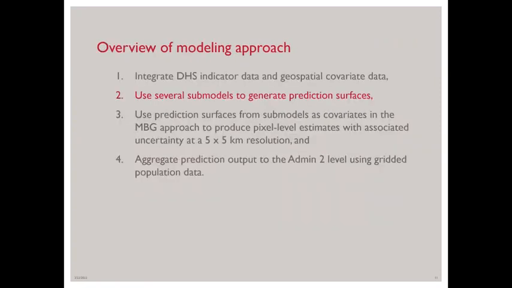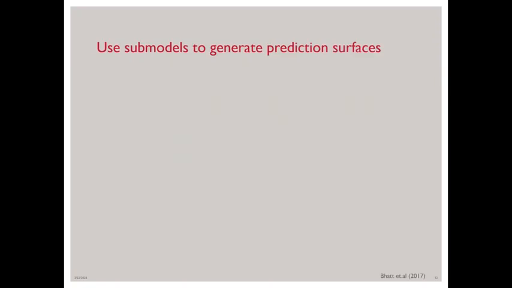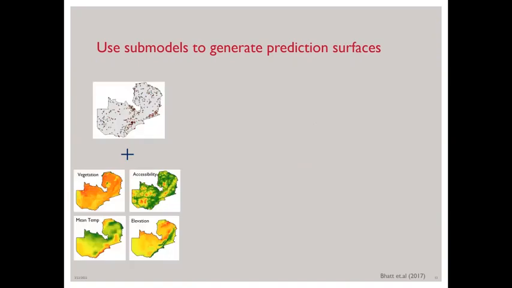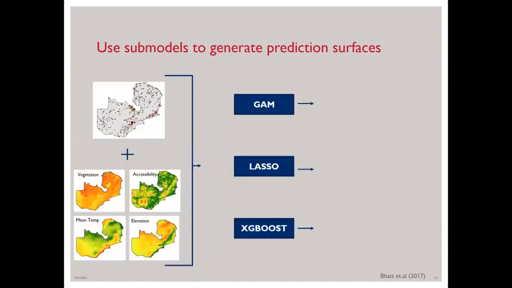After extracting the covariate data for each cluster, the next step is running 3 different models to generate the predicted outcome of interest. So different models have different strengths and weaknesses. We take an approach where we use 3 different modeling algorithms and then use their different outputs as inputs into the final model. So using the combined indicator and covariate data, we use the 3 modeling algorithms listed here to produce different prediction surfaces. So we use GAM, LASSO, and XGBoost.